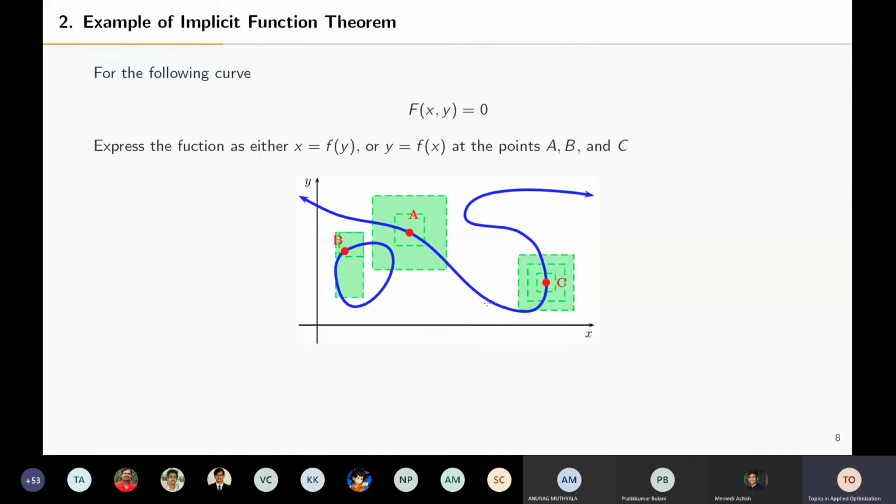So given any arbitrary curve like this, for instance, if someone asks you, is this a function? Definitely it's not a function, because for a unique x, I'm not getting a unique y, I'm getting multiple y's here. Similarly, if you ask here, I'm getting multiple y's. For the same x, I'm getting two y's, right? So this point is x1, y1 and this point is x1, y2.